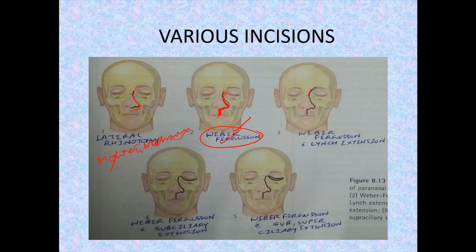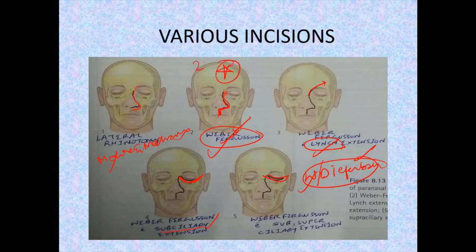If you are extending it above the orbit, it is called the Lynch extension: Weber-Ferguson with Lynch extension. If you are going subciliary, below the orbit, it is called the subciliary extension. If you go subciliary and superciliary, it is called the Weber-Dieffenbach incision. The Weber-Ferguson incision is very important. They will be asking it as a long question. What is it done for? To do maxillectomy, you do this incision.